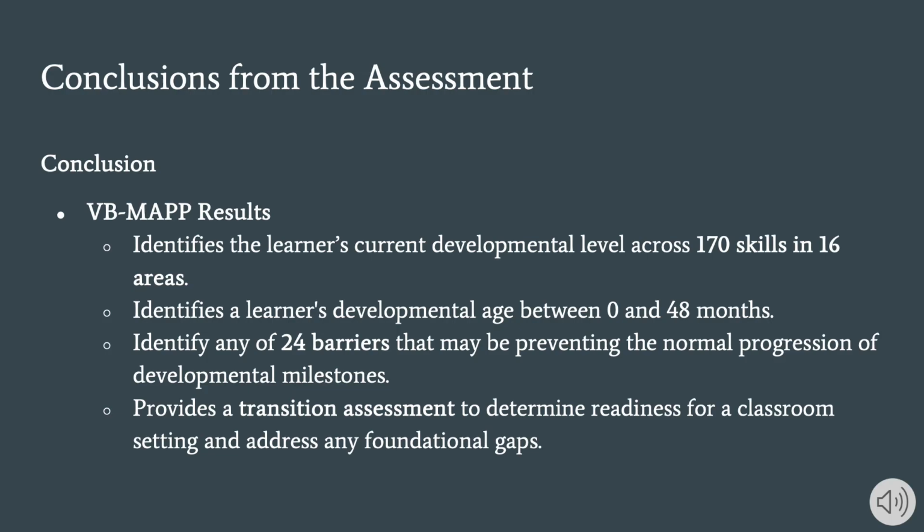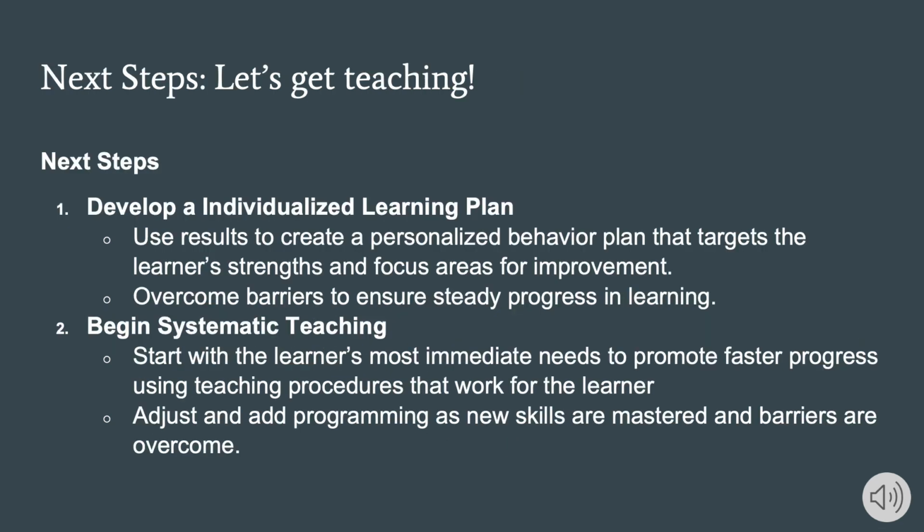Some barriers include problem behaviors, prompt dependency, or self-stimulation. Once the learner makes progress, a transition assessment can be conducted to determine their school readiness. Lastly, we will use the results to develop an individualized teaching and behavior plan to overcome barriers and promote efficient learning. The teaching procedures will be reinforcement-based and least restrictive to promote the learner's achievement and enhance their well-being.